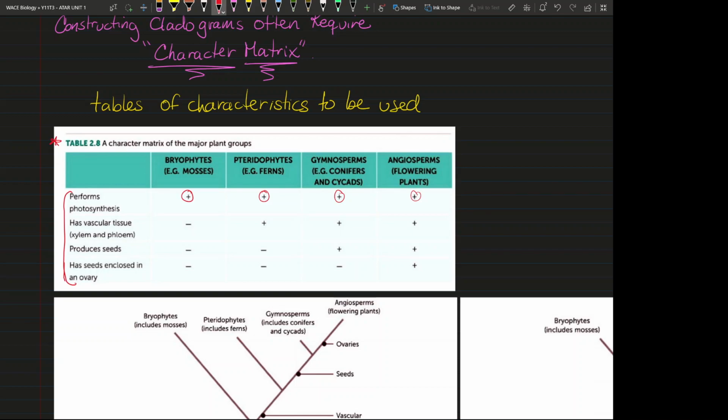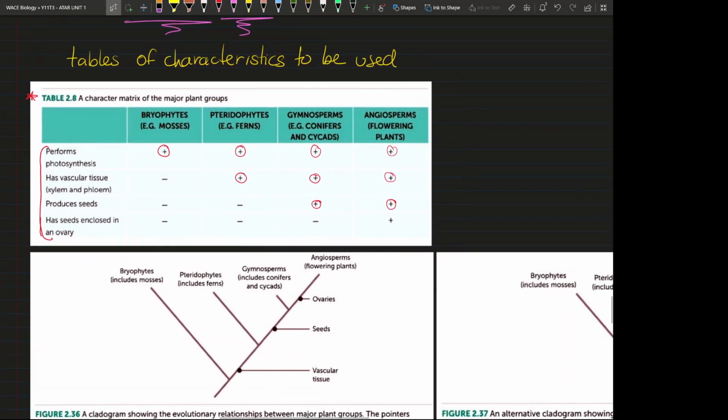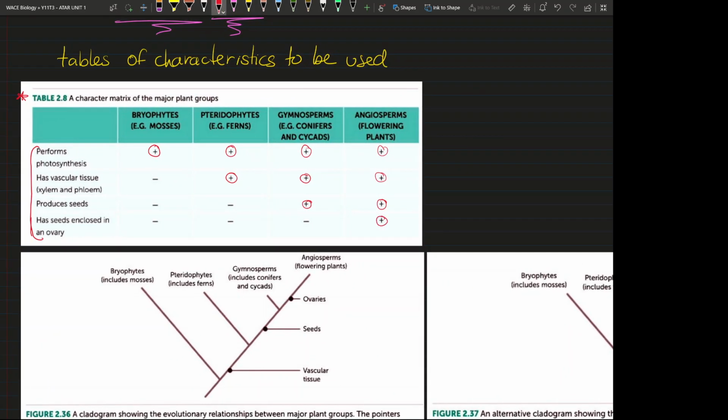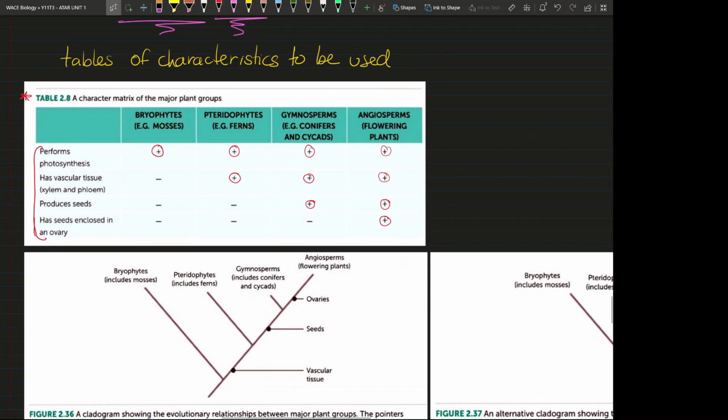Vascular tissue. These bryophytes, these tiny mosses, they do not have vascular tissues. Only the ferns, the conifers, and the flowering plants have vascular tissue, the xylem and phloem. Okay? Going into more specific characteristics, seed production, right? Ferns do not produce seeds. They're seedless vascular plants. Only conifers and flowering plants do. And seeds enclosed in an ovary, basically enclosed in a fruit, are only produced by flowering plants.